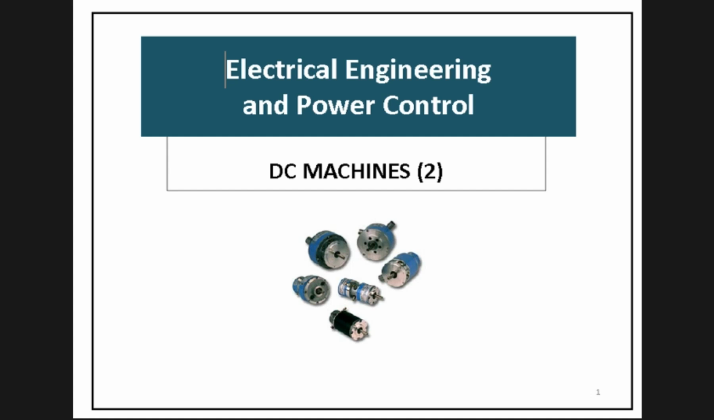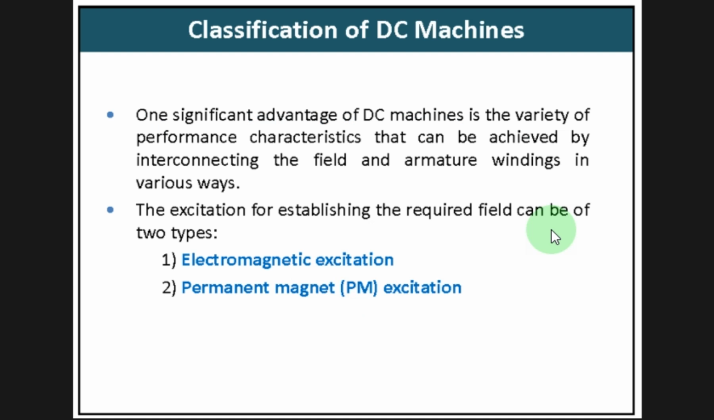In this lecture, I'm going to continue my previous lecture on DC Machines 2 presentation. Before I continue, I will just remind you what we have so far discussed. We were talking about classification of DC machines. Basically, there are two types of excitations used in DC machines.